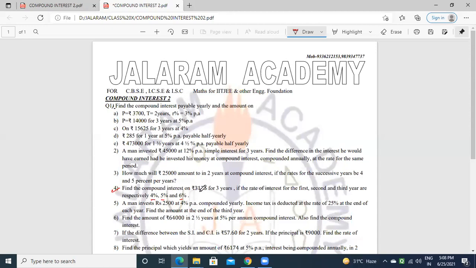Find the compound interest on rupees 3,125 for 3 years. Mostly for these 3 years, the rate of interest is constant. But in this question, for the first year, the rate of interest is 4%. For the second year, it is 5%. And for the third year, it is 6%. So we can solve it without the formula or with the formula also. Without the formula, we already have discussed in previous sessions. So in this session, we will discuss it by using the formula.